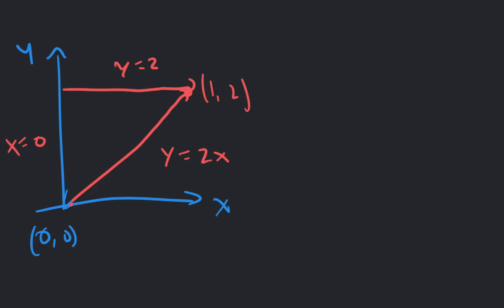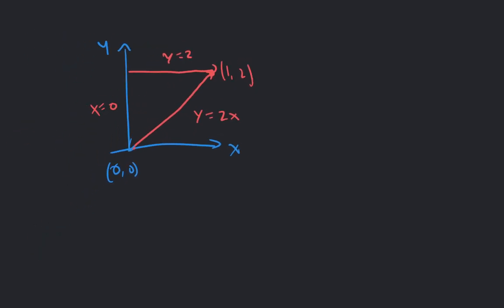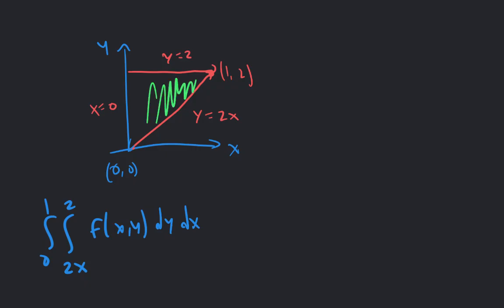So the first step would be to write the integral. So the double integral of f, and we have 2x to 2. So when we are integrating, this is the region that we are going to be integrating over.